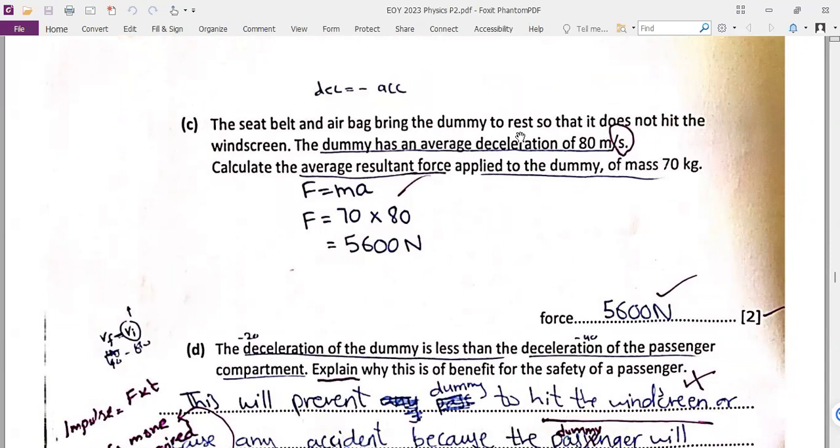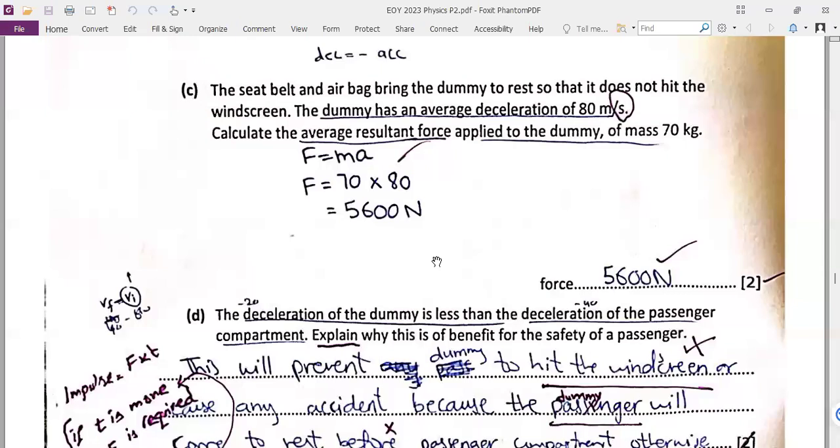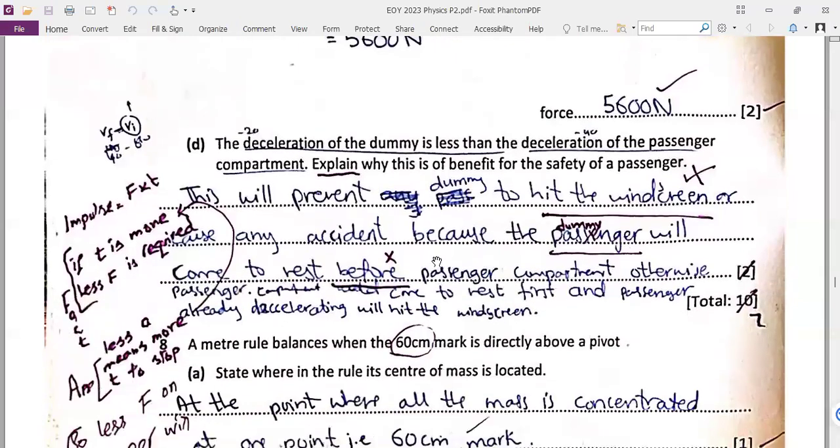The seat belt brings the dummy to rest so it doesn't hit the windscreen. The dummy has an average deceleration of 80 meters per second squared. Calculate the average resultant force. So this is how you calculate it. Very simple. Newton's second law, F is equal to ma.